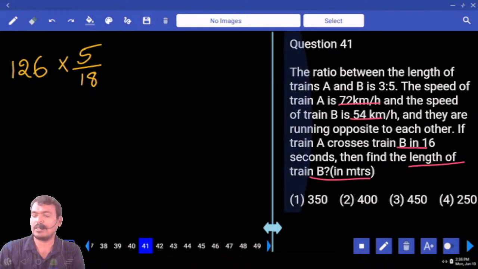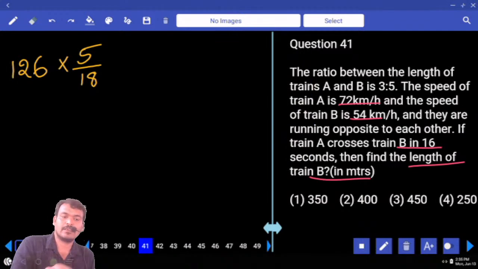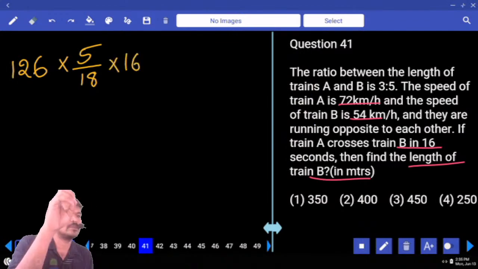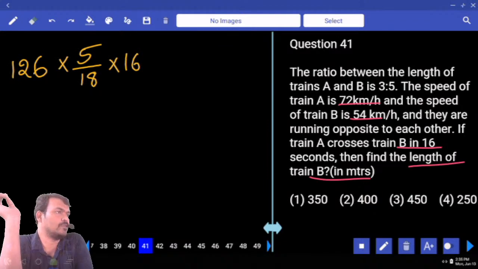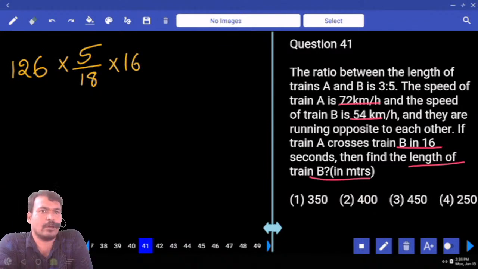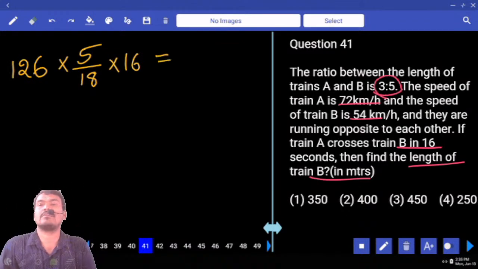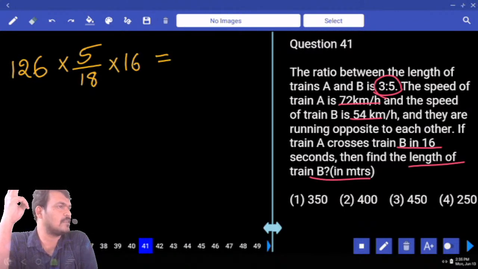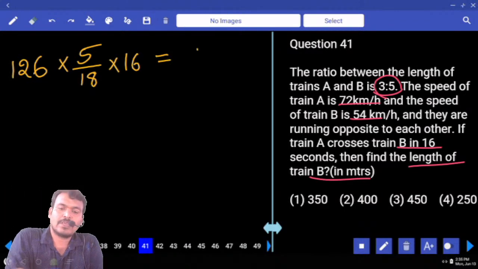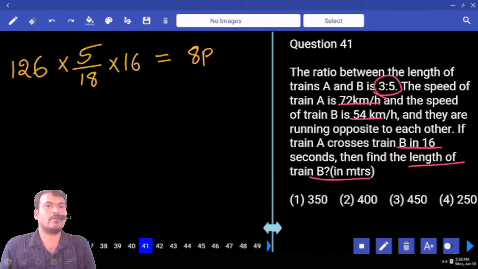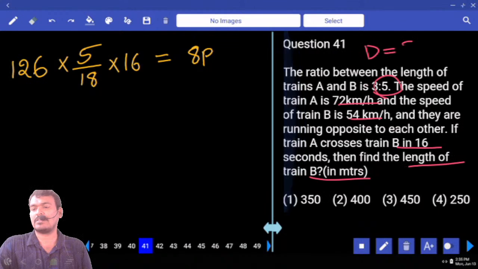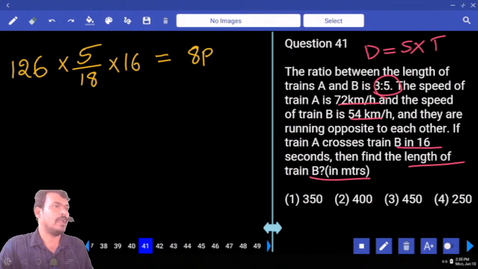But they pass each other in how many seconds? 16 seconds. Multiplied by 16 means we get speed into time. Speed into time is nothing but distance. When a train passes another train, the total distance is the sum of the two train lengths. What is the sum of the two train lengths? 8 parts. The first train length is 3 parts, the second one 5 parts. Sum of the two train lengths is 8 parts. We are using only one concept, distance equals speed into time. Left hand side speed into time, right hand side distance.